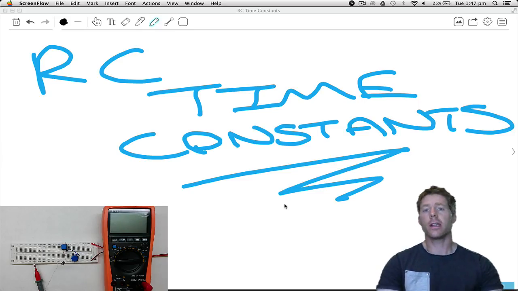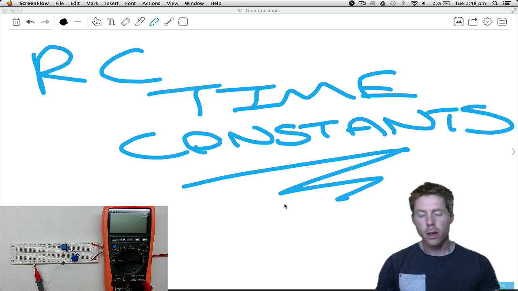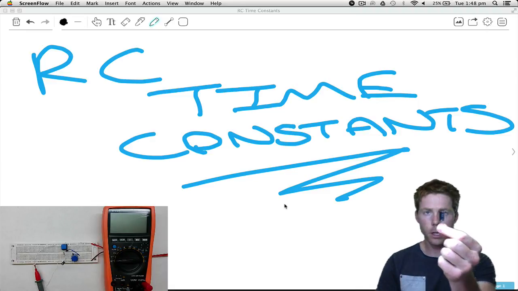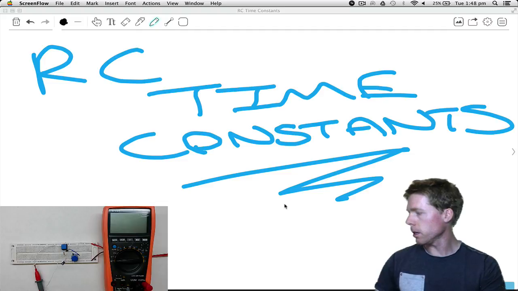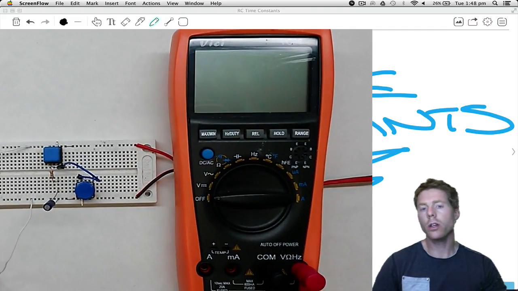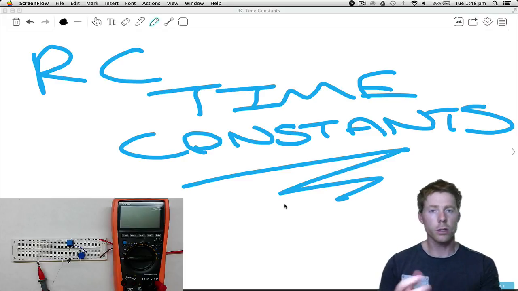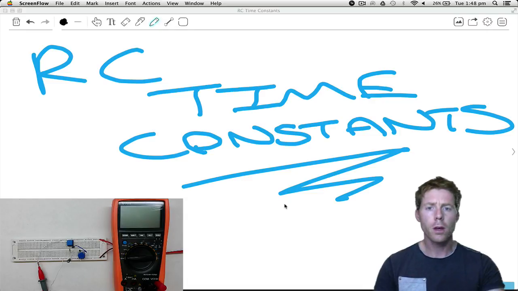Hi guys, and welcome to this lecture on RC time constants. This one is, I think, a little bit interesting. We're now going to have a look at some capacitors like this little guy, and another one that I've got connected in a circuit over there. We're going to look at what happens when you combine it with a resistor in a circuit, and we're going to look at it practically as well. I've got a multimeter there, so it should be a little bit of fun.